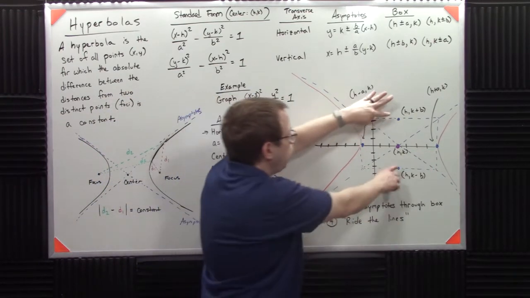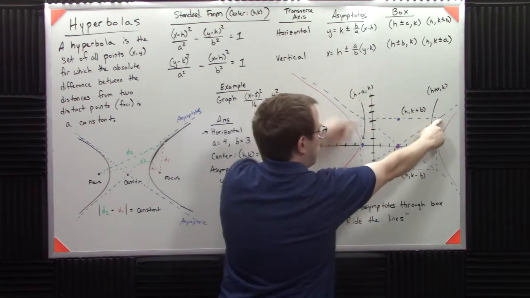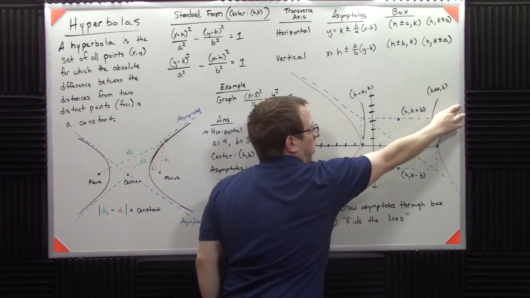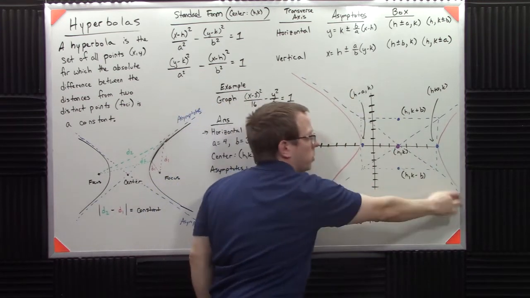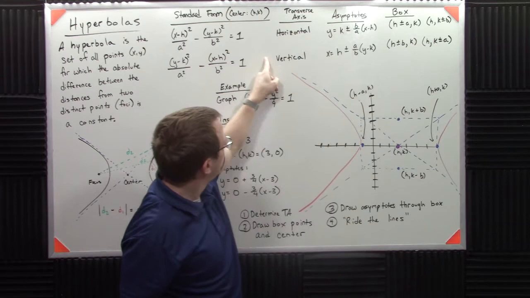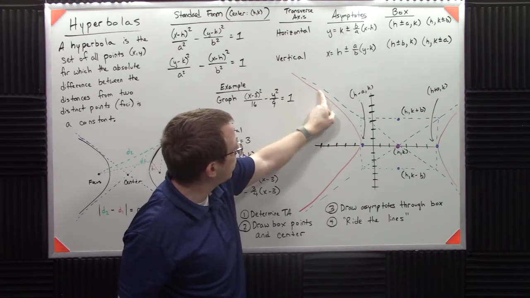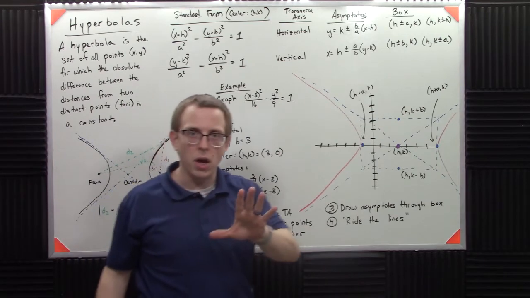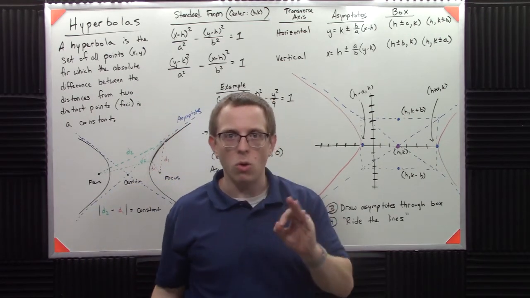Then you know the heights here, so you can just draw yourself a little box that goes through all of them. The asymptotes go through the corners, and you just ride the lines. You make sure that you ride the asymptote, you come and hit the vertex and ride the asymptote, and you're done. That's it. That's all you have to do.